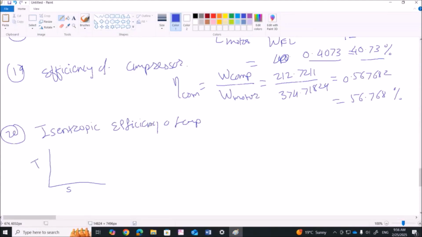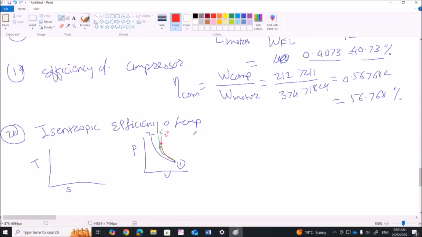Listen carefully. So I will draw the PV diagram. Why I draw the PV diagram and TS diagram, I will explain here. So what is the significance of the PV diagram? Atmospheric air at state 1 is compressed to state 2. Then there are three types of compression process. The air can be compressed isothermally, polytropically, or isentropically. So there are three processes.